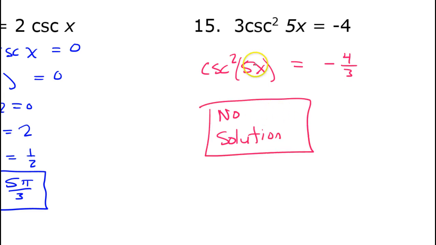Because look, if you square something, it's going to be a positive number, no matter what. So here I am squaring cosecant. It doesn't matter what this is, the 5x, that makes no difference. If you square something, it's positive. There's no value of x that you can square this and have it be a negative number. So immediately you get no solution.